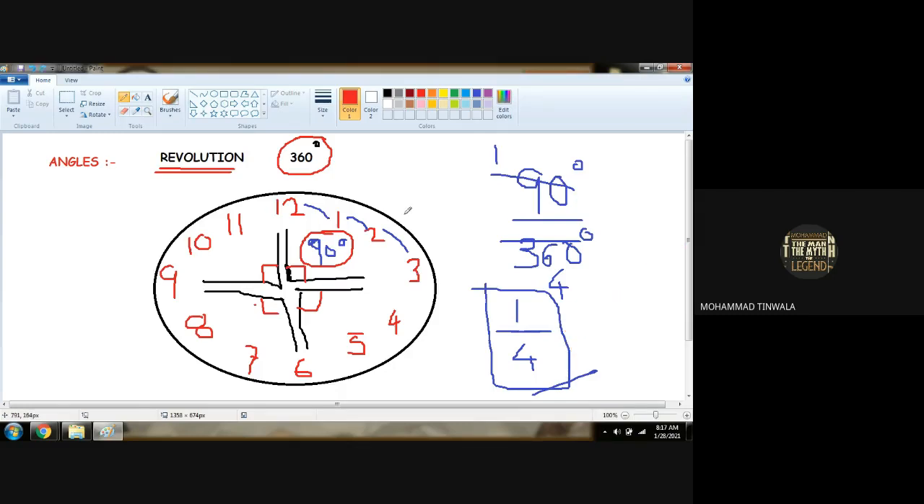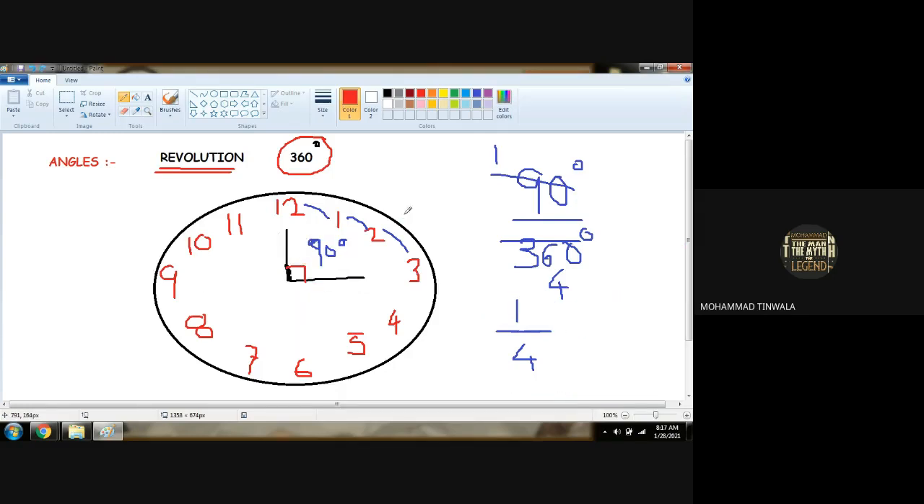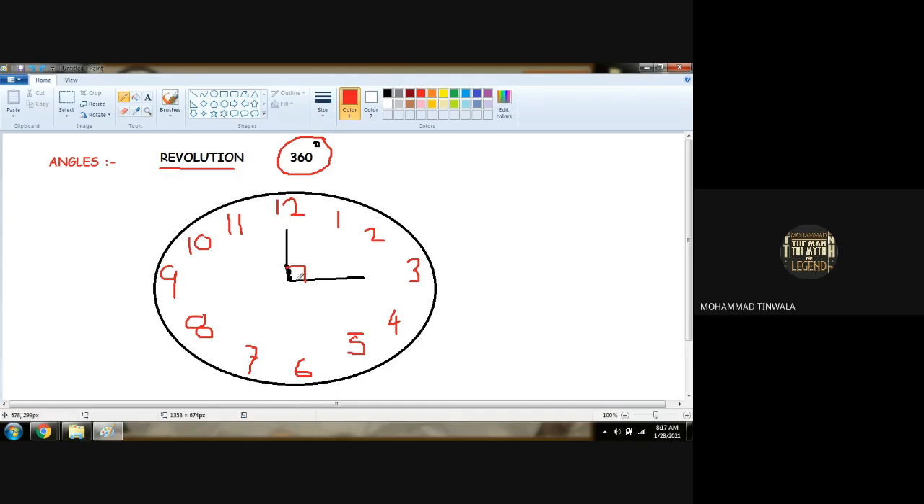If I say half of the revolution, that was 1/4, half of the revolution. So can I go from 12 itself towards 6? Can I go up till 6? Yes. And I will remove this part from here. This 90 degree will be removed.